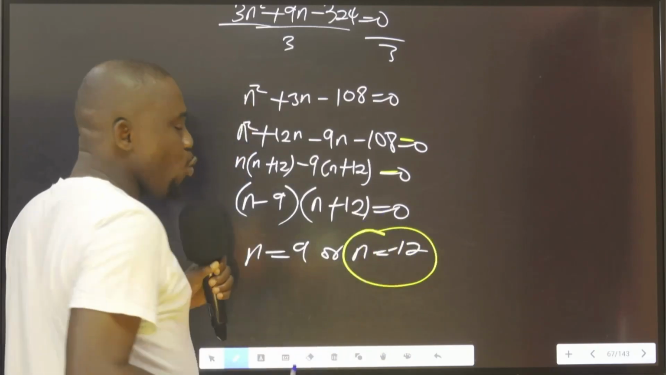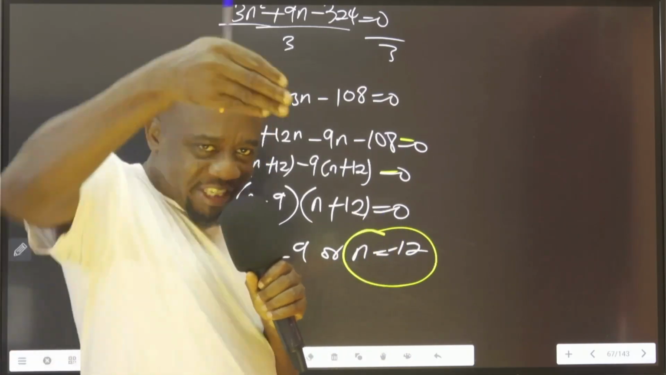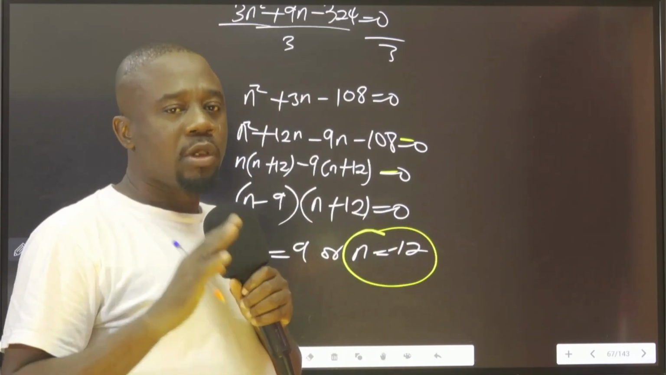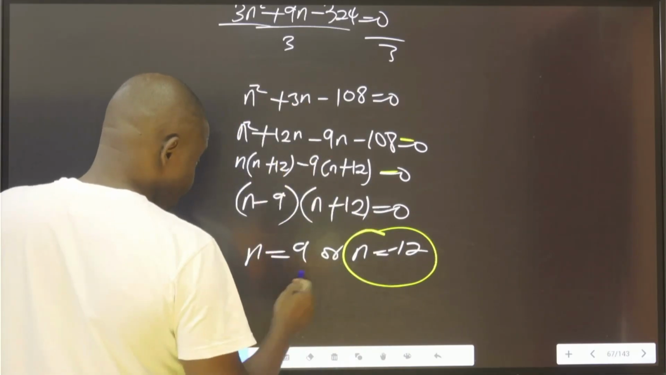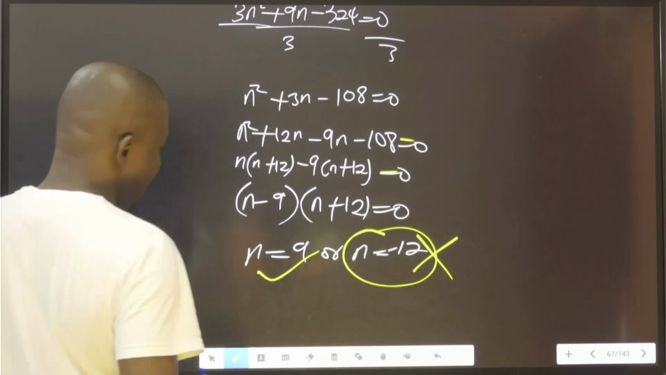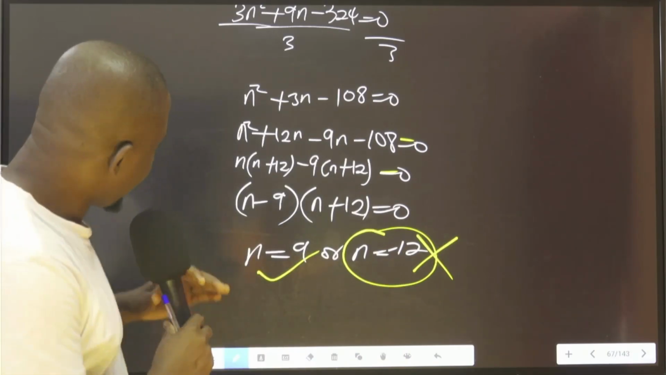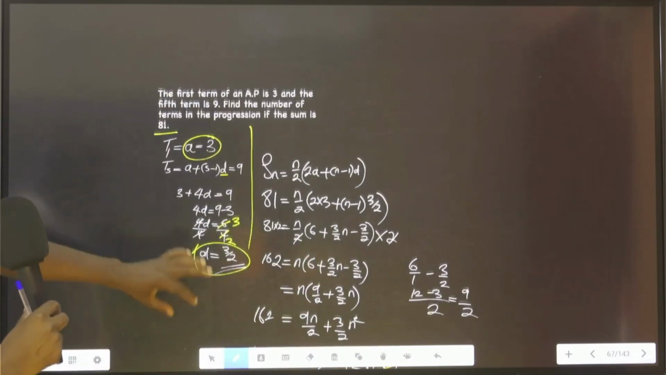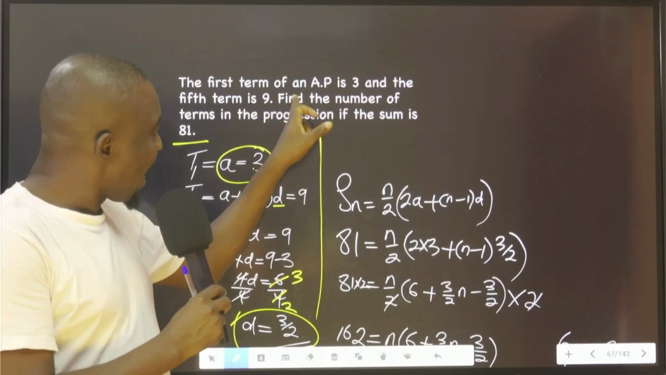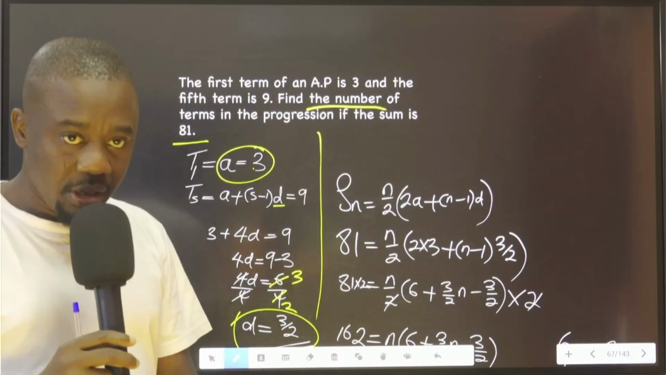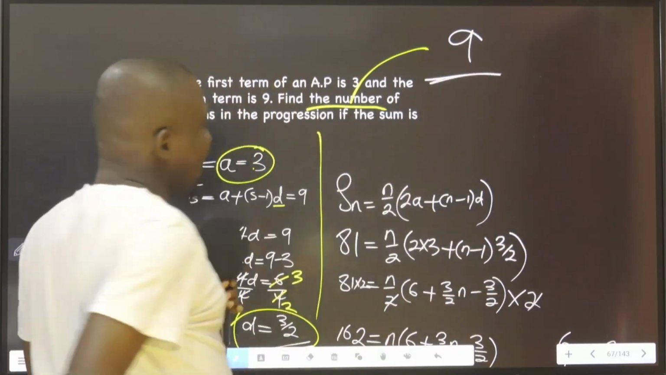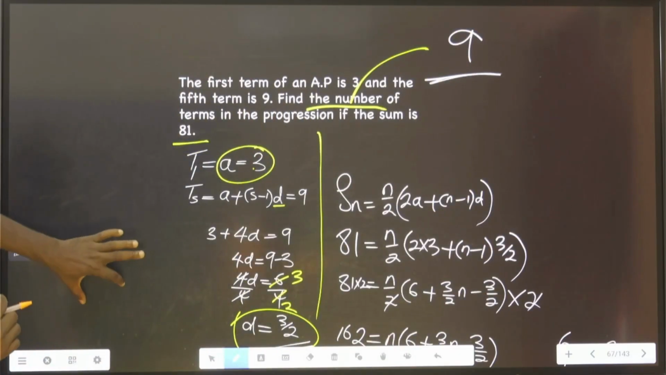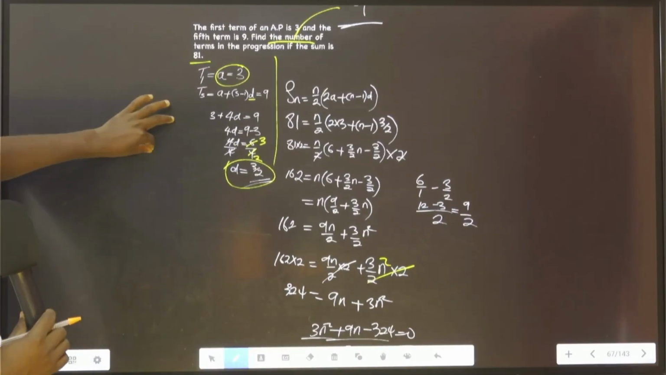There is no way we can have a minus 12th term. No. Terms are not negative. They are always positive. The only possible answer is n equals 9. Okay? So according to the question, we are asked to find the number of terms. It means, therefore, the number of terms is 9 terms. Hope this explanation is understood.